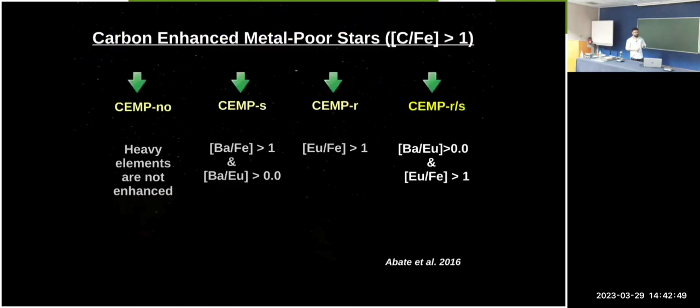Now, based on the abundances of s-process and r-process elements, carbon enhanced metal poor stars are divided into four subclasses. In CEMP-no stars, heavy elements are not enhanced. In CEMP-s stars, s-process elements like barium are enhanced. In CEMP-r stars, r-process elements like europium are enhanced. And in CEMP-r/s stars, both s and r process elements are enhanced.